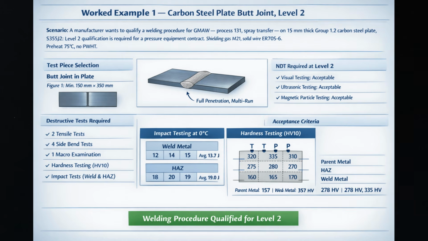Heat input. Plus or minus 25% of values used, subject to impact and hardness limits. Filler. Same designation, same covering type, same chemistry, same or lower hydrogen content. Welding position. If tested in one position and impact and hardness are required, limited to that position and positions covered by the same heat input range. If 2 test pieces are made in different positions, broader coverage.